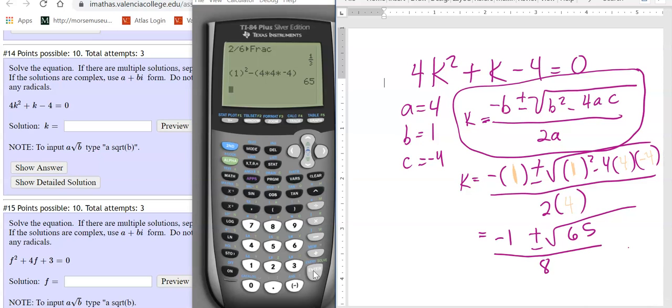So I have negative 1 plus or minus the square root of 65 over 8. All right. So now I have to simplify this. So the square root of 65 is not simplified. I'm not sure about that one.